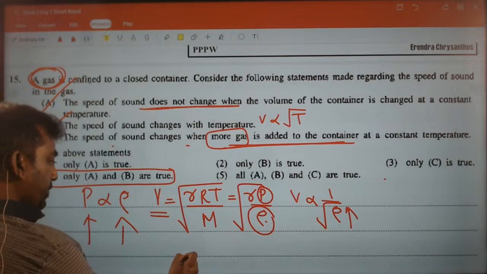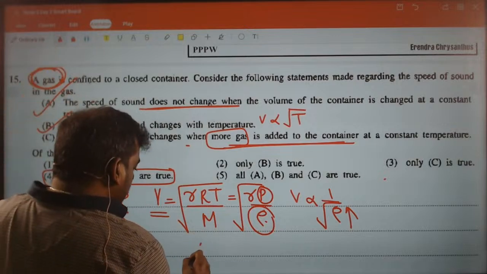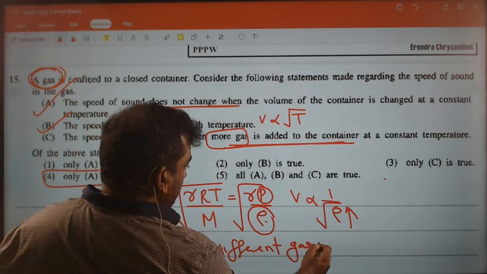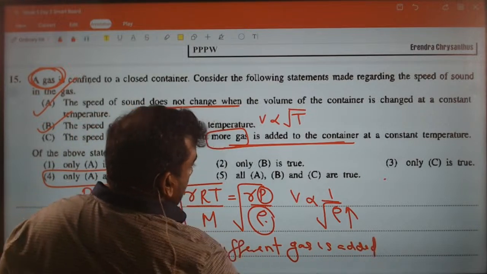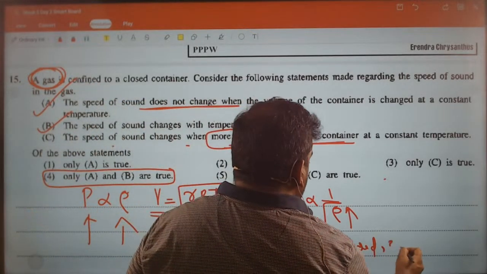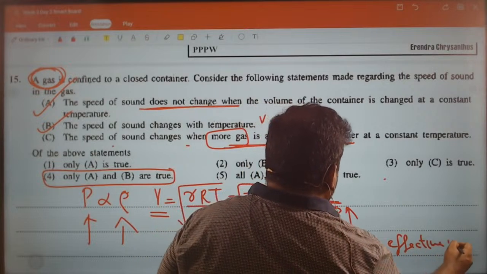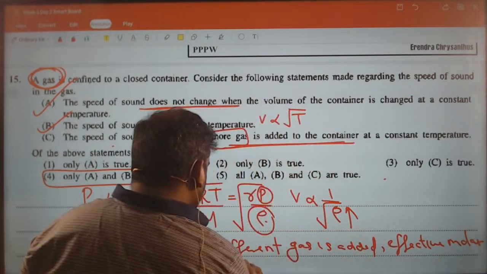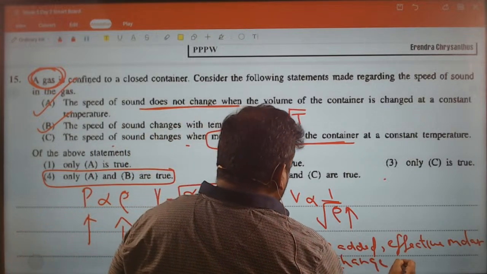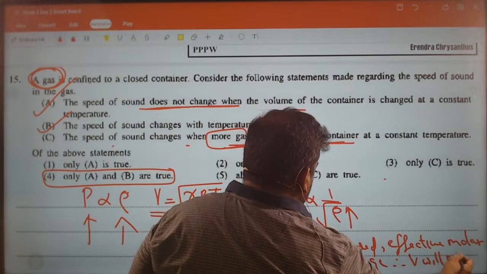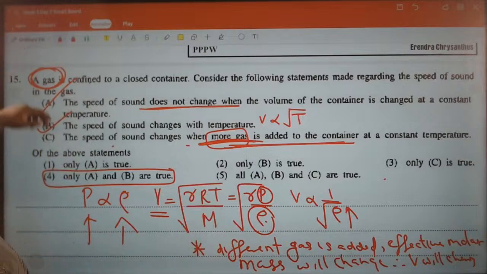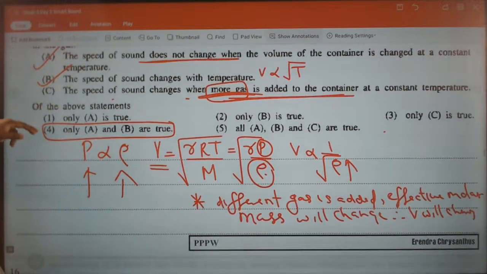Different gas is added. So what will happen? Effective molar mass will change. Therefore, V will change. So here the same gas is added. That's why only A and B are correct. Right.